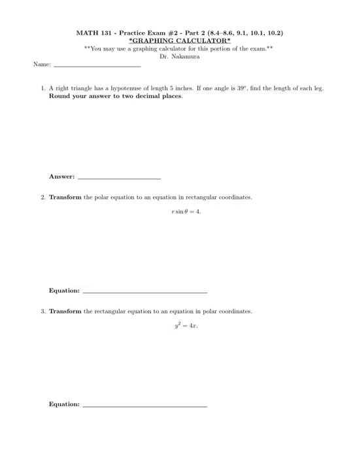So number 1, a right triangle has a hypotenuse of length 5 inches. If one angle is 39 degrees, find the length of each leg. Round your answer to 2 decimal places. So let me just first start out with drawing a picture. Pretend that's a triangle, please. Alright, so this portion is going to be 39 degrees, and hypotenuse is 5. So let's just call this side A and B.